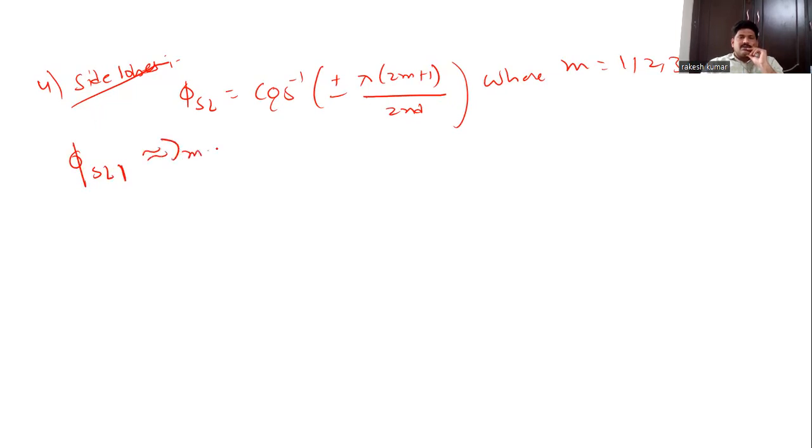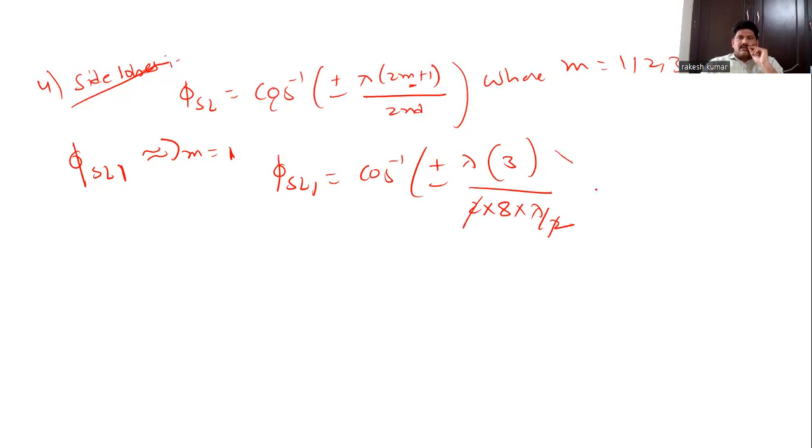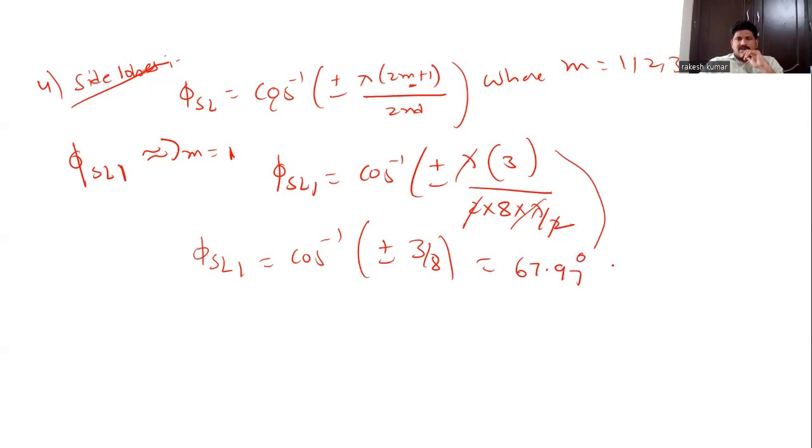For SL1 we substitute m is equal to 1. Therefore phi SL1 is equal to cos inverse of plus or minus lambda into 2m plus 1, that is 3, by 2 into the value of n, which is 8, and d is lambda by 2. The 2 gets cancelled and lambda gets cancelled. So phi SL1 is equal to cos inverse of plus or minus 3 by 8. Its value is 67.97 degrees for plus and 112 degrees for minus.